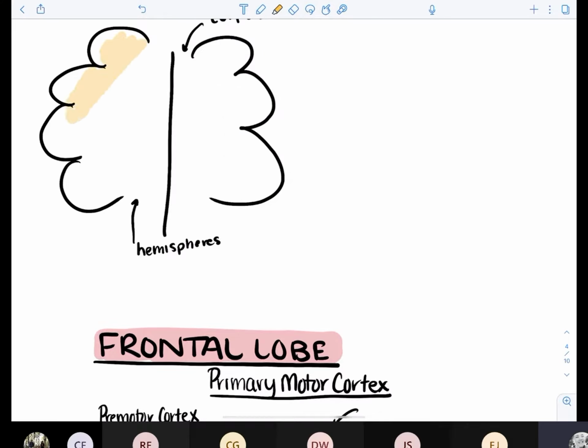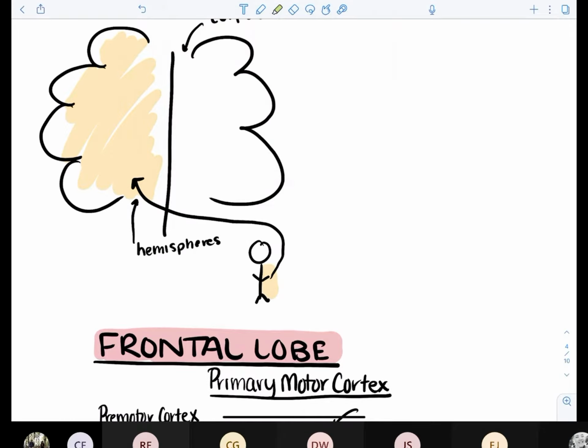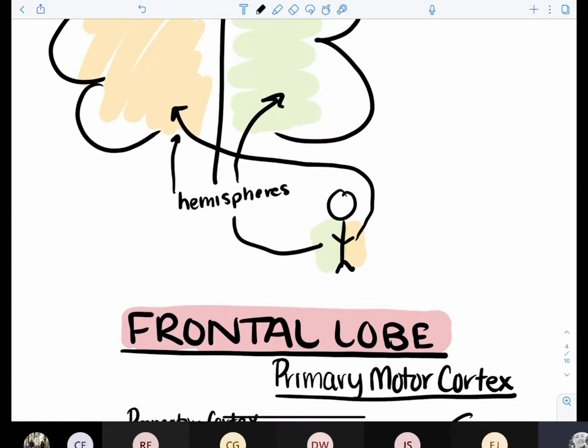So information over here is going to be information that comes from the body on the other side. So the stuff from here is going to go to this side of the brain, and the stuff from here is going to go to this side of the brain. So the idea here is that contralateral body info is found in the brain.